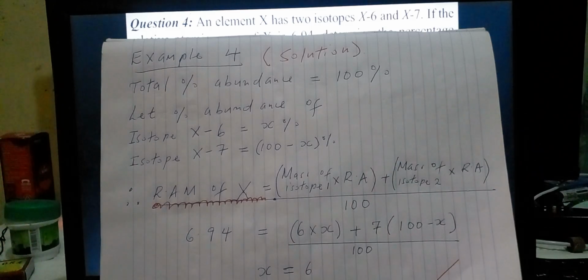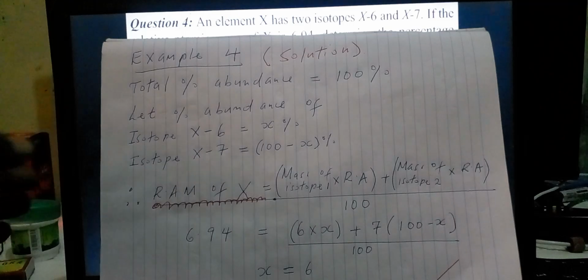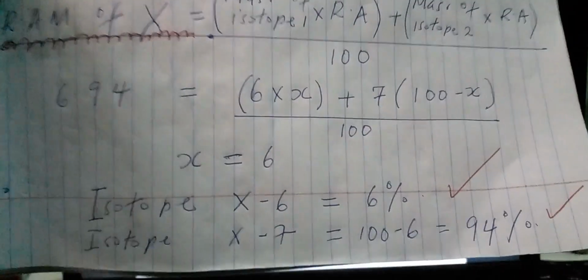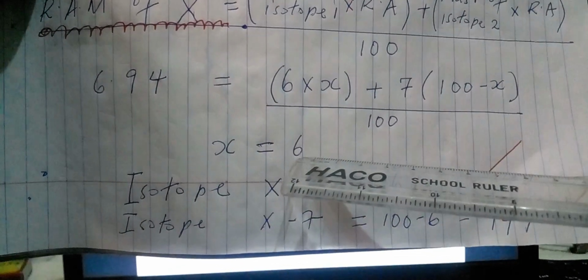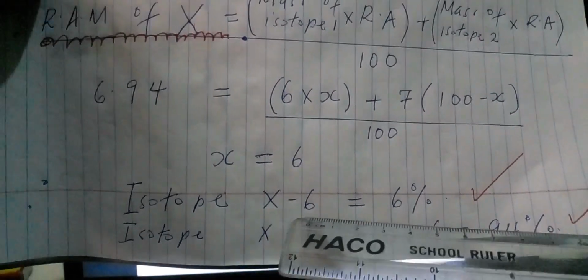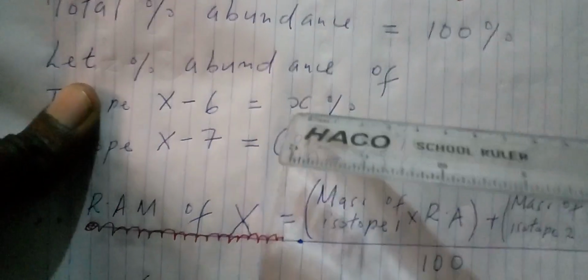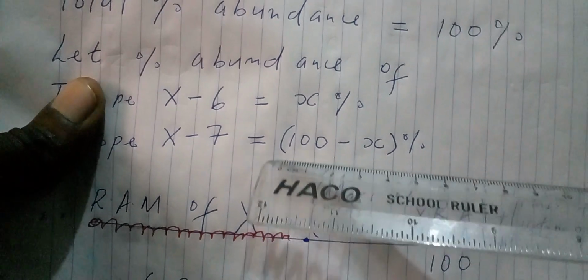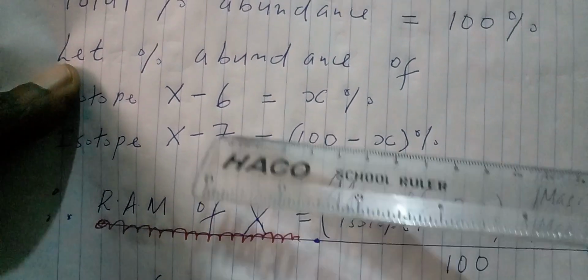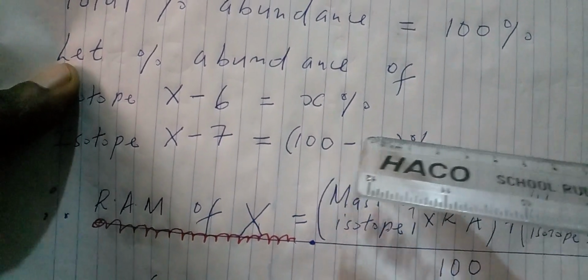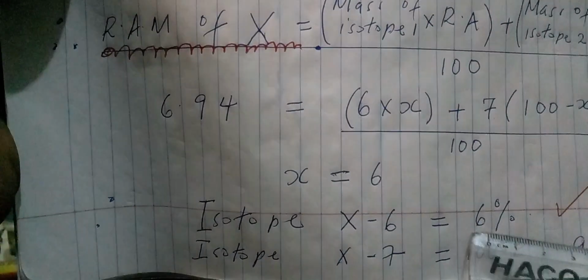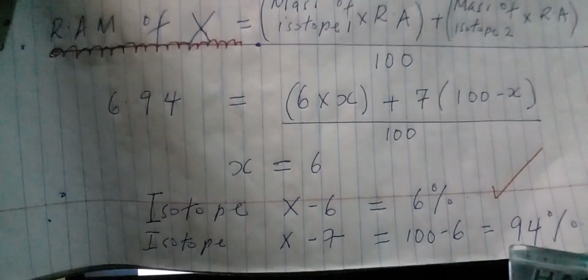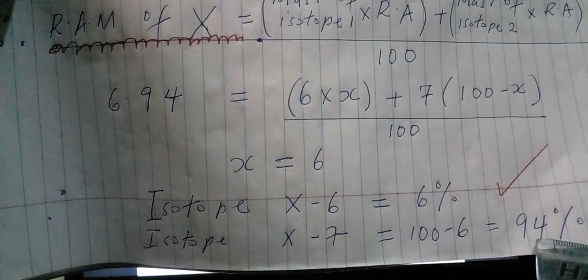When you work it out, the value of X will be 6. I hope you can see the value of X is 6. So to get the percentage abundance for the second isotope, you take 100 minus X, which is 100 minus 6, giving us 94%.